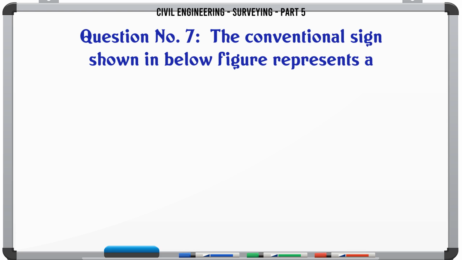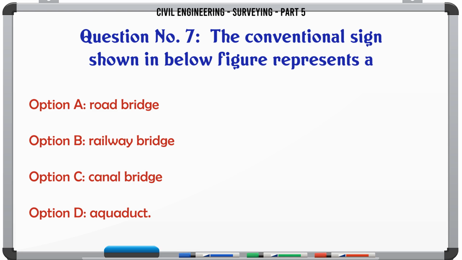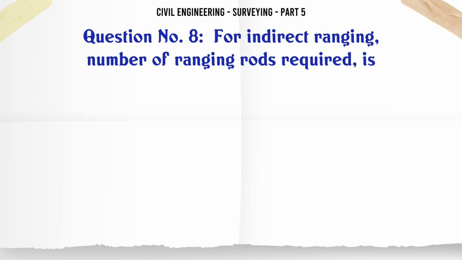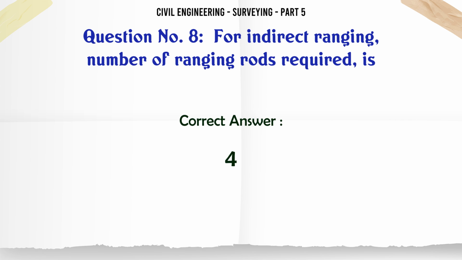The conventional sign shown in the figure below represents: A. Road bridge, B. Railway bridge, C. Canal bridge, D. Aqueduct. The correct answer is road bridge. For indirect ranging, the number of ranging rods required is: A. 1, B. 2, C. 3, D. 4. The correct answer is 4.